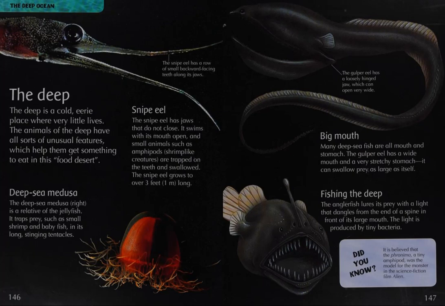Fishing the deep. The anglerfish lures its prey with a light that dangles from the end of a spine in front of its large mouth. The light is produced by tiny bacteria.